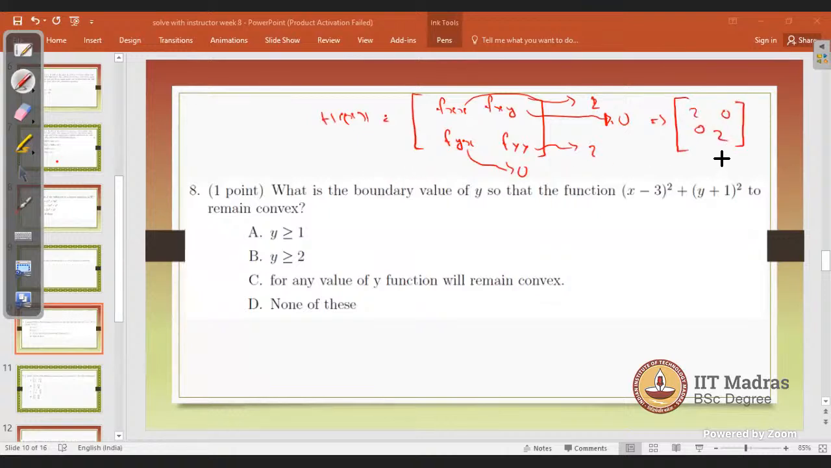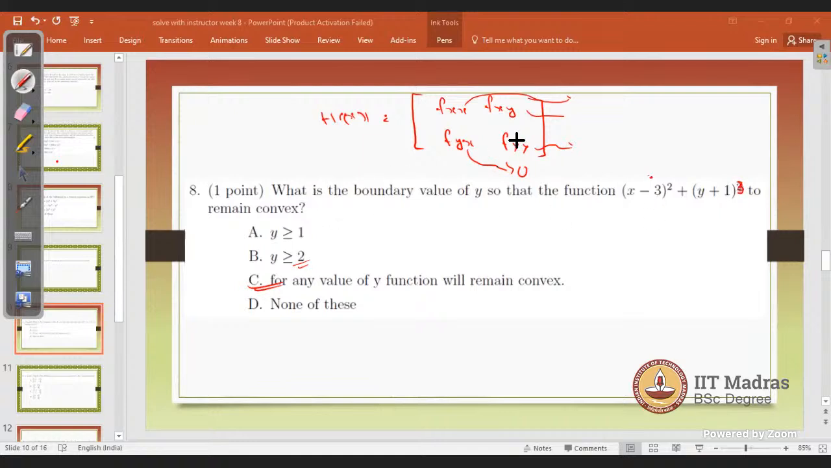We can see that it doesn't depend on the y value. For any y value, it will be positive. The determinant will be greater than or equal to 0, and a is greater than 0, so we don't have any issue like that. So for this question, option C is correct. And let's check by changing the question, we'll put 3 here.